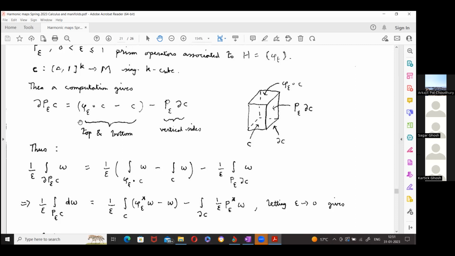Now we have omega, our k form. The boundary of P epsilon C is also a k chain, so we can integrate omega over this, and let me divide by epsilon. Using this formula for the boundary, this will be 1 over epsilon times the integral of omega over phi epsilon composed with C, minus the integral of omega over C, minus 1 over epsilon times the integral of omega over P epsilon of boundary C.